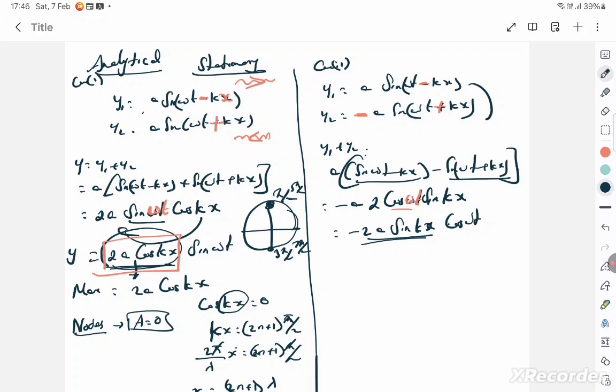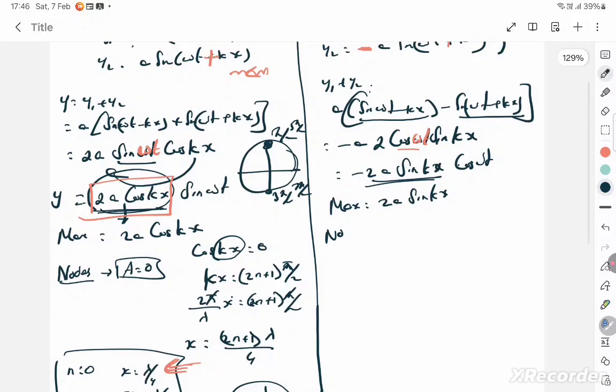So you're going to do an analysis in this using 2a sine kx. This is your maxima, at 2a sine kx. The maxima can be plus or minus, so you can ignore that. And for nodes, you know that similarly the amplitude has to be 0 when sine kx is 0. When will sine be 0?